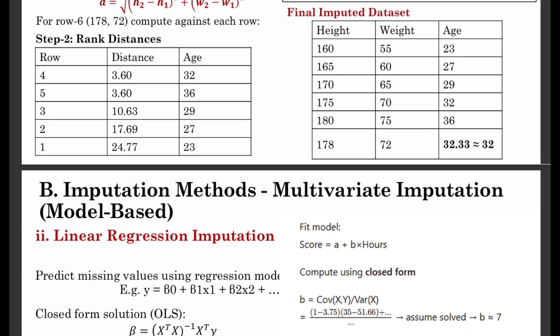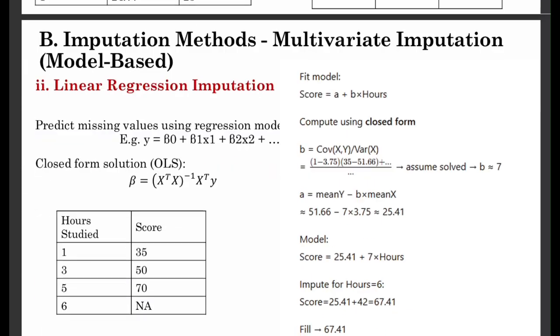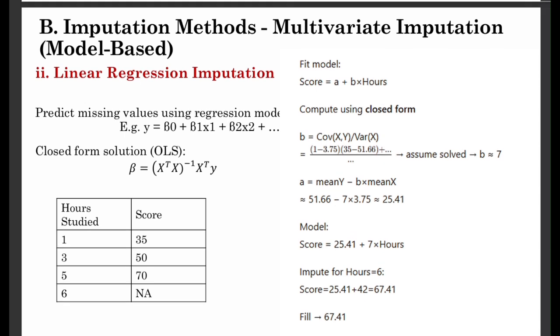The second multivariate imputation method is linear regression imputation. Here, instead of finding neighbors, we build a regression model to predict the missing value. The model learns the relationship between the missing variable and the other variables. The general form is y equals beta naught plus beta 1 x1 plus beta 2 x2 and so on, which is the standard linear regression equation. The closed form solution is beta equals (X transpose X) whole power minus 1, X transpose y. This is the ordinary least squares formula.